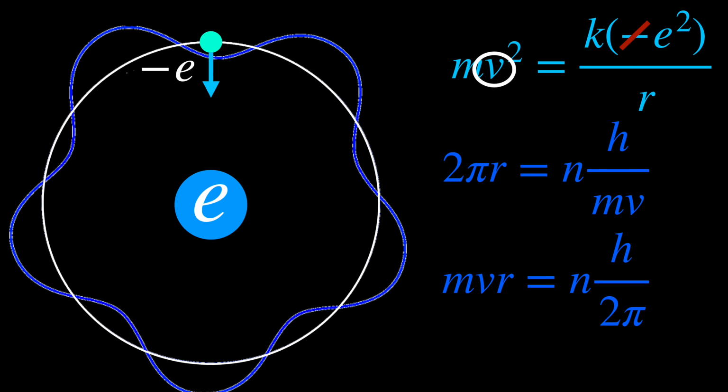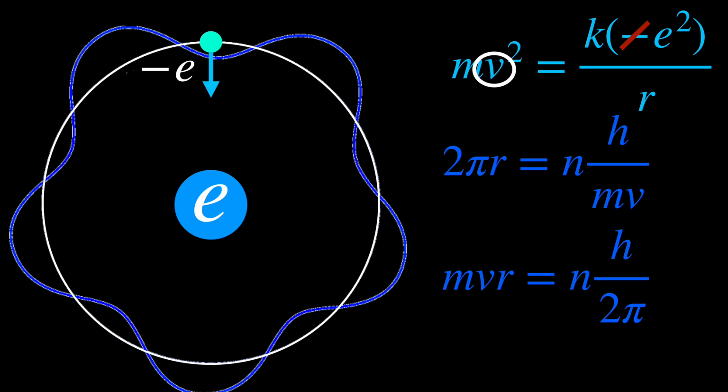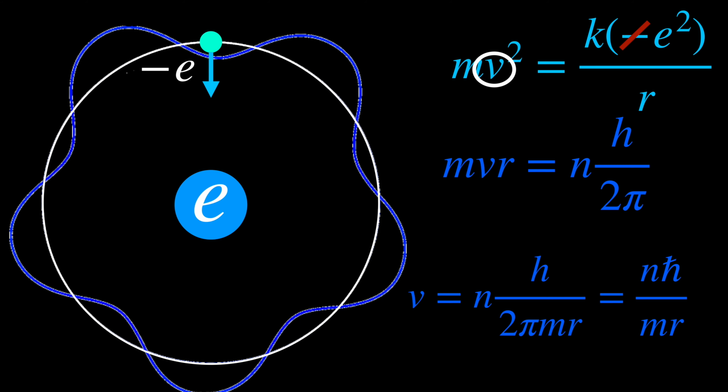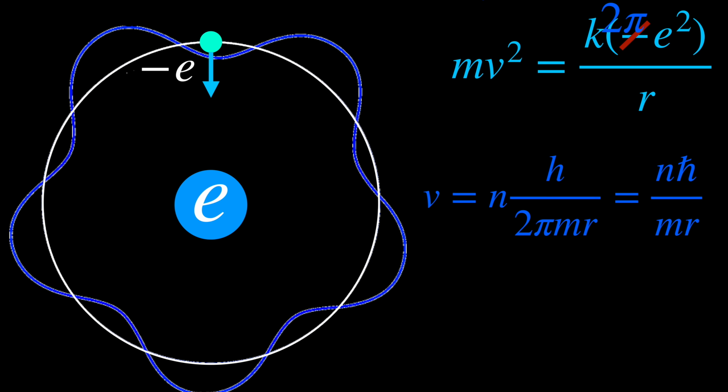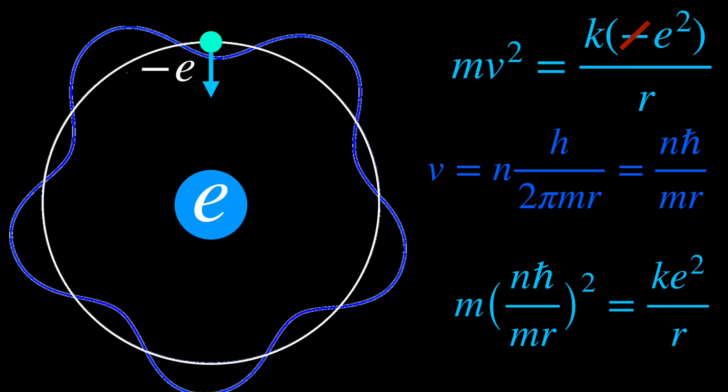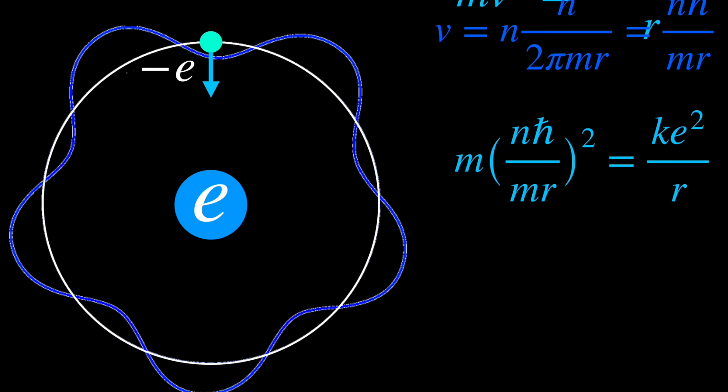Now to use this to get to the radius of the hydrogen atom, we have to rearrange for v, which we're going to take back to substitute into our first equation. So v is equal to n, which is some integer, times h over 2 pi over mr, which is equal to n times h bar over mr. And let's just go ahead and plug that into our first equation and expand out that squaring function.